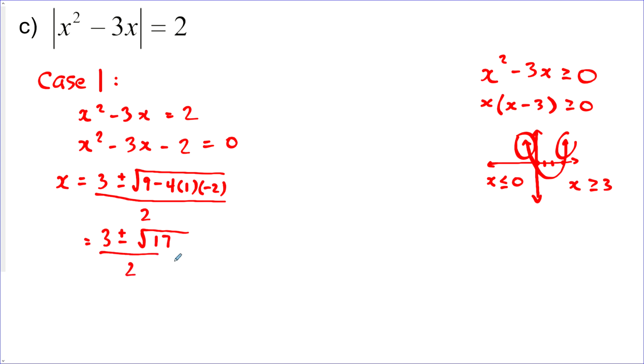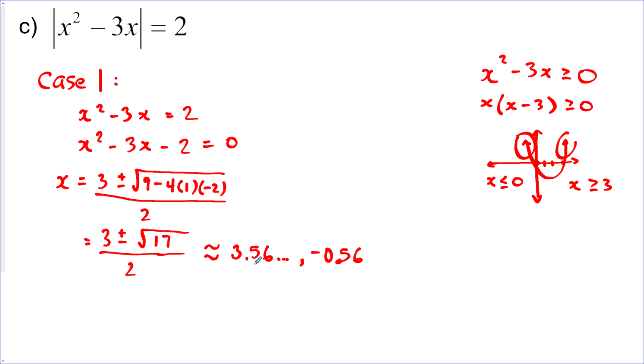Now, if I wanted my answers in exact values, this is as far as I could go because the square root of 17 is irrational. If I did want to round it, if my answers were rounded in this question, or it said to the nearest tenth or something, then we can get some decimal values from this. It's approximately equal to 3.56 and negative 0.56. I just need to check that with my restriction.